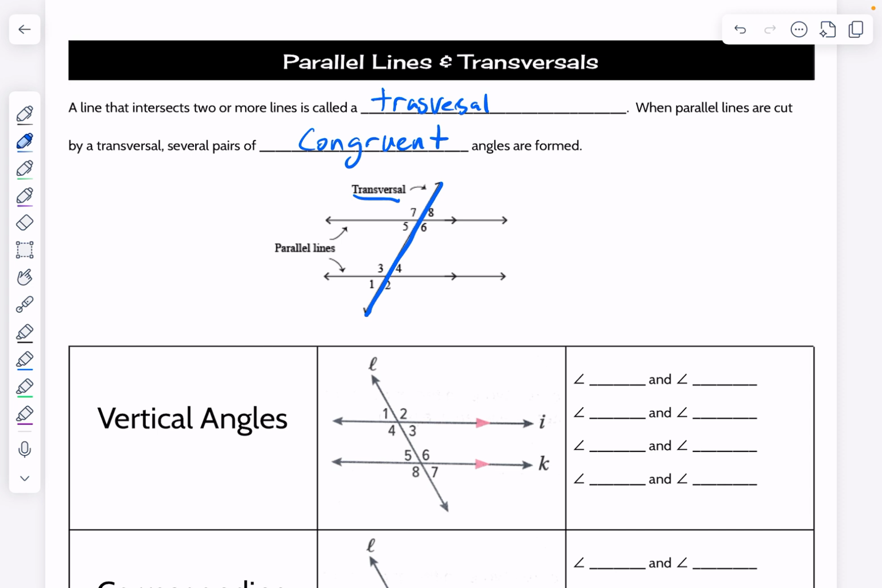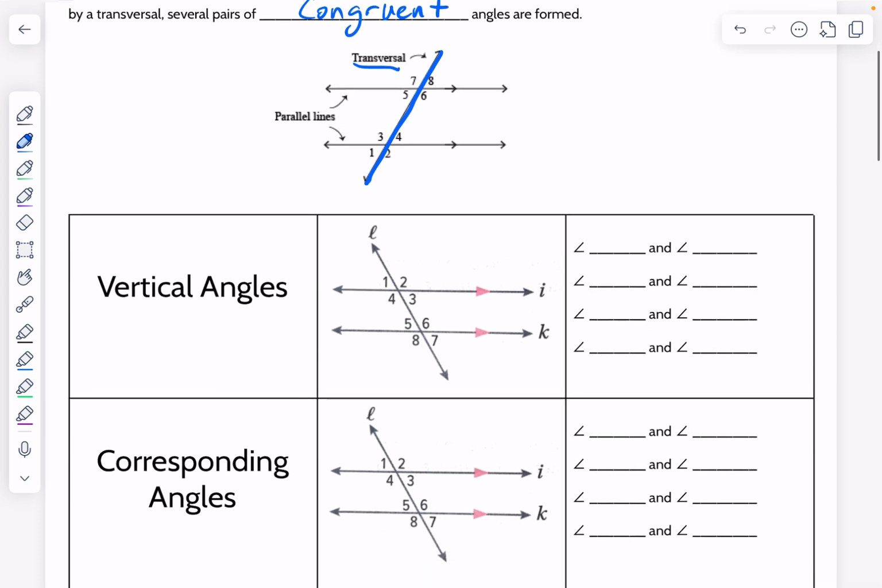So the first angle relationship we'll be talking about is vertical angles. Now you may be already familiar with them, but they're formed when you have two intersecting lines that cross, and these vertical angles are exactly across from each other. So for example, angle 1 is exactly across from angle 3. If you drew a straight line, they would cross there. And then angle 2 is exactly across from angle 4.